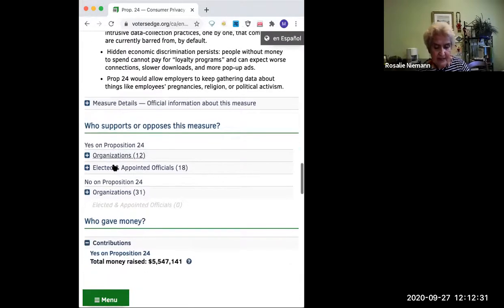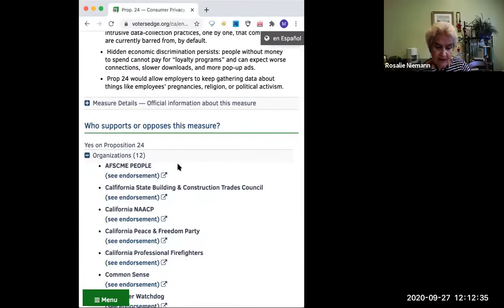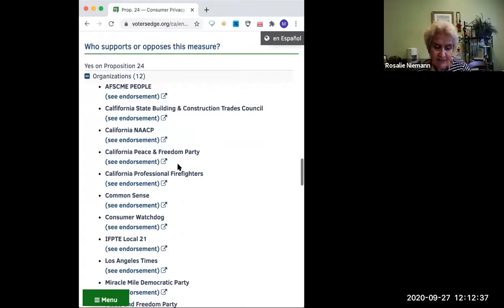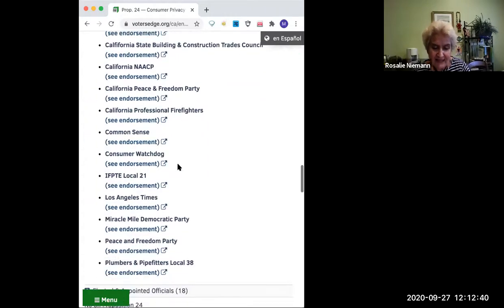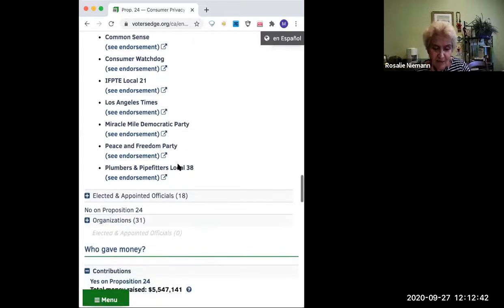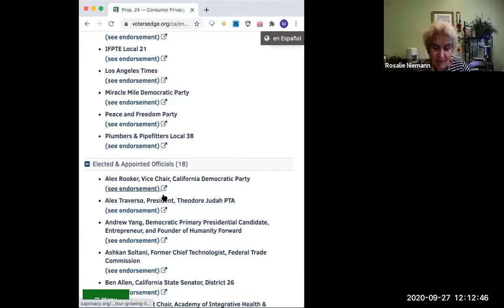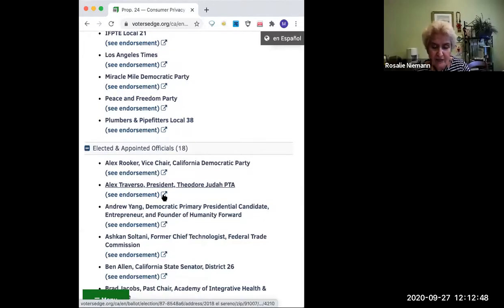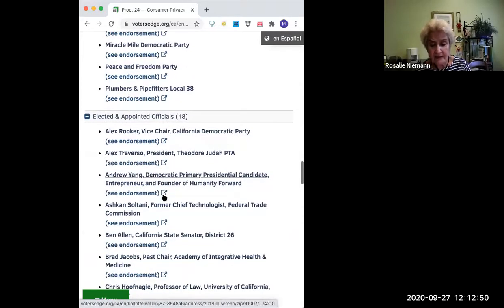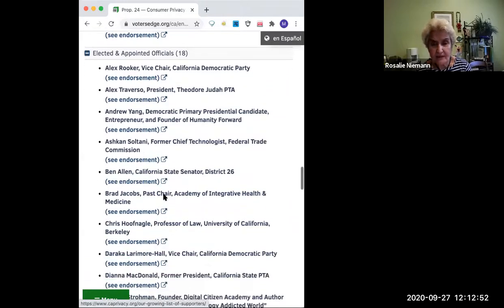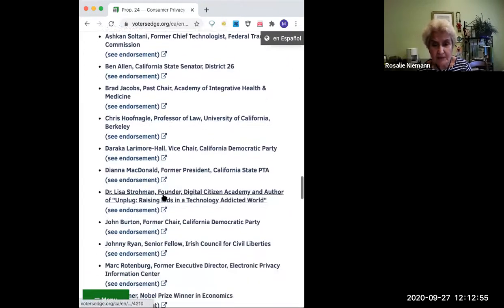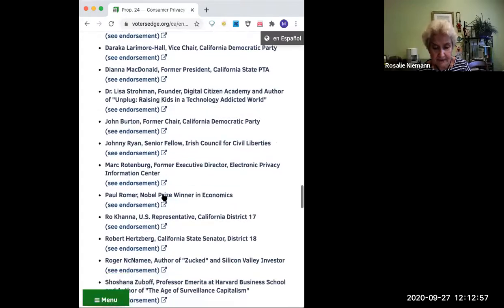Cal Matters says that usually it's big tech companies versus privacy advocates. But in this case, the privacy advocates are split. The privacy advocates that supported the 2018 law are split on this measure because it's complicated.